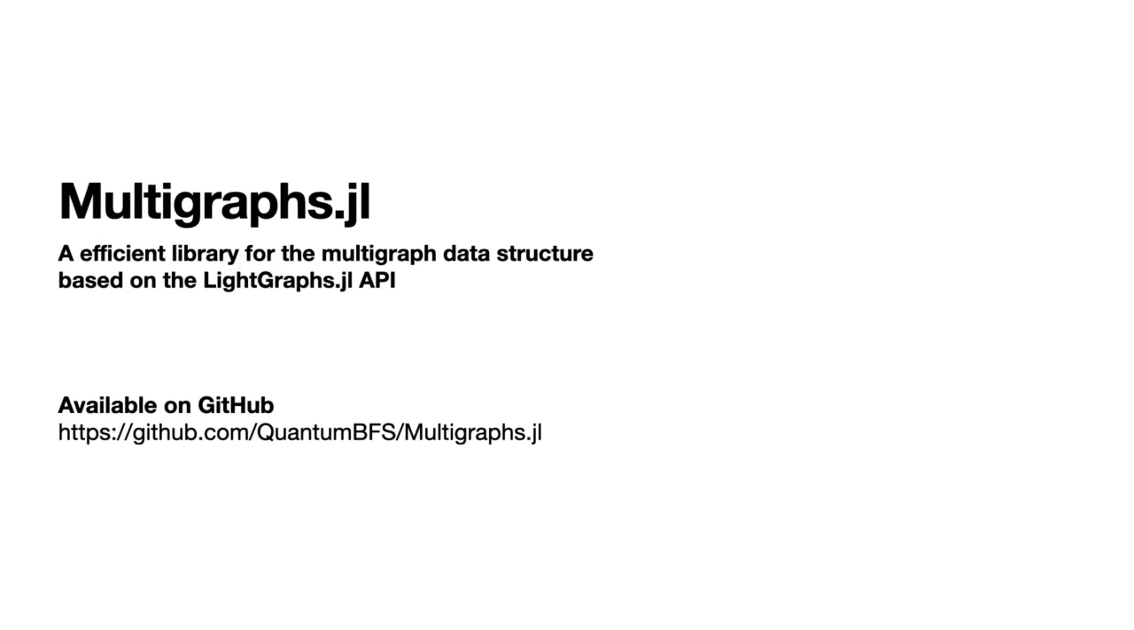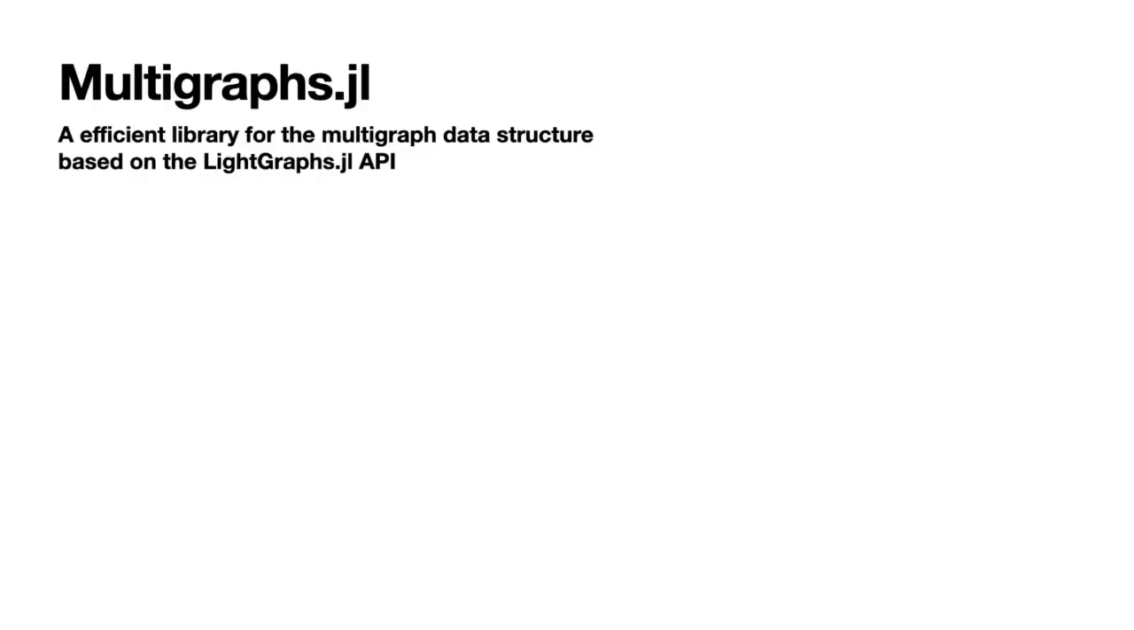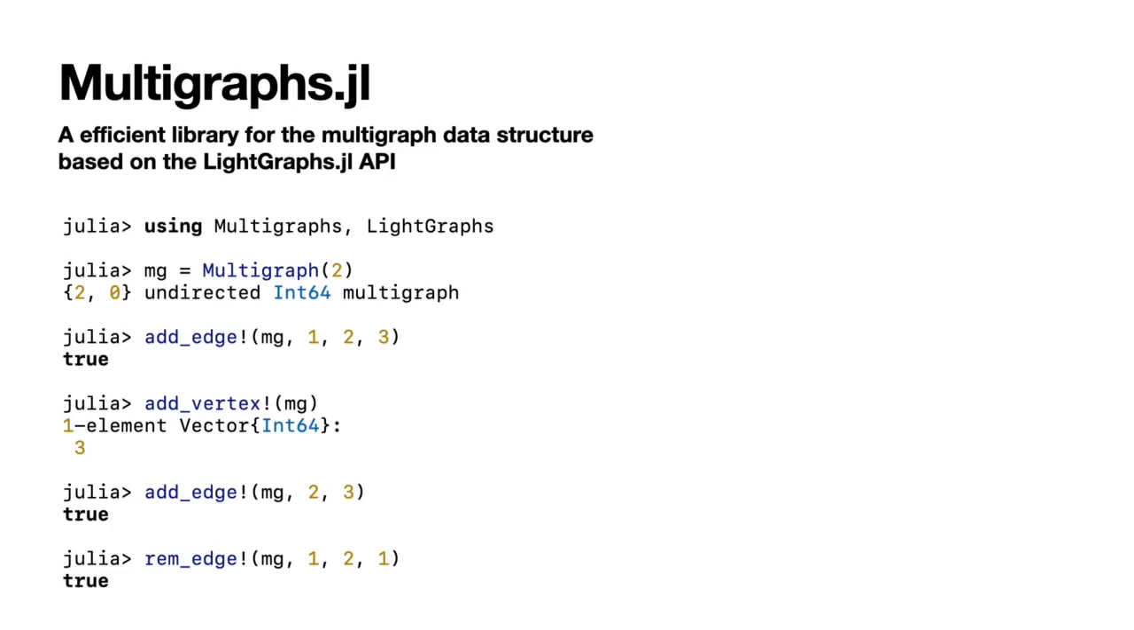Multigraphs.jl is an efficient library for the multigraph data structure. It is based on the LightGraphs API, and it is open source on GitHub. Here are some examples that show how to use this package. The multigraphs should be used together with the LightGraphs. This line will create a multigraph with two vertices but no edges, as shown in this graph on the right.